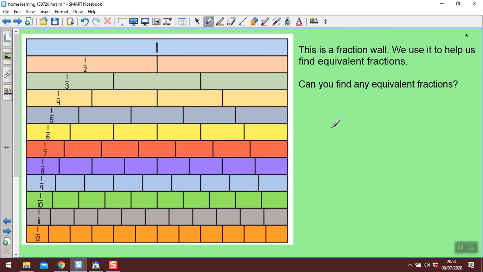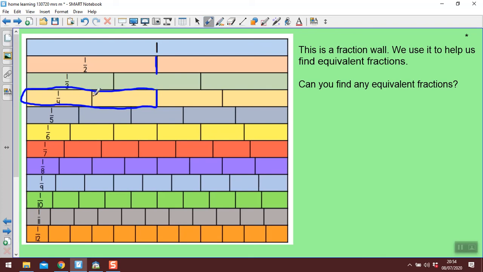This is a fraction wall. We use it to help us find equivalent fractions. In a minute, I'm going to ask you to write down some equivalent fractions, but I'll explain how it works properly first. So for example, this is 1/2. Any bars that are the same size as this are equivalent to 1/2. So if I follow the fraction wall going down, look, that's here. So I can see that this is equivalent to 1/2.